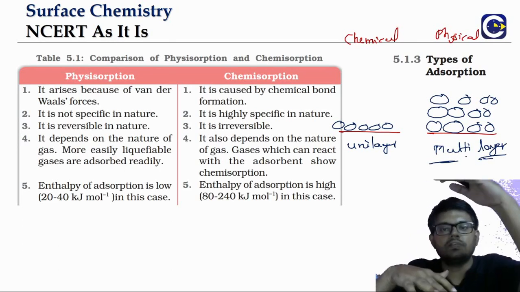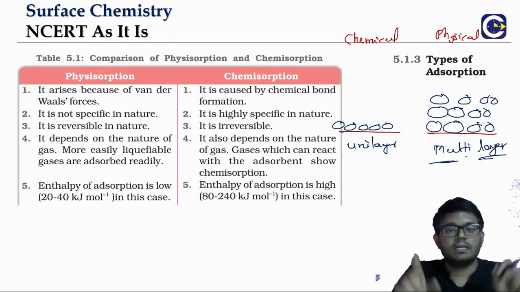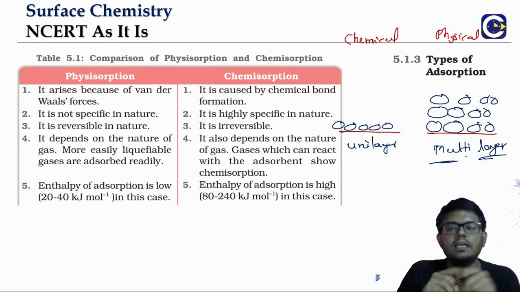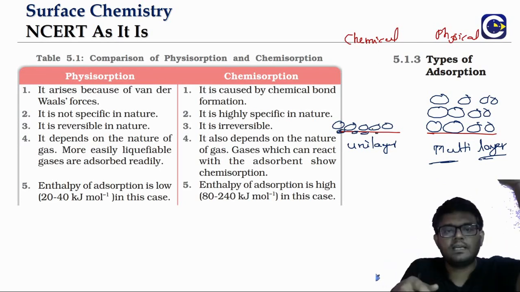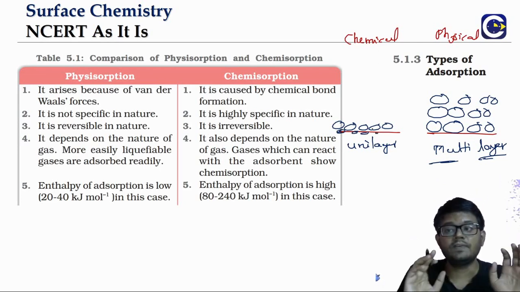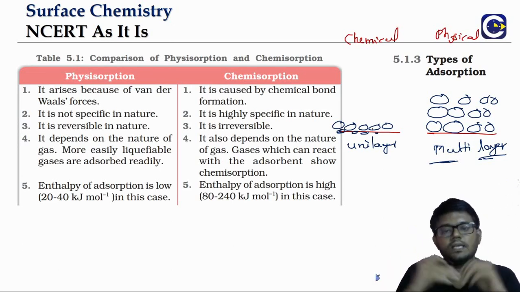So we can have more layers of the gas particles also coming and settling. But a chemical adsorption is just what? A single layer phenomenon. Once one layer is forming a bond, you have to form a bond here, right? Once the bond is formed, that's it. You cannot have a second layer, third layer. That is another difference between chemical adsorption and the physical adsorption.